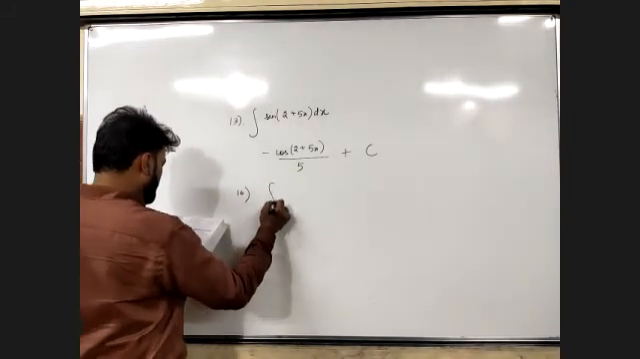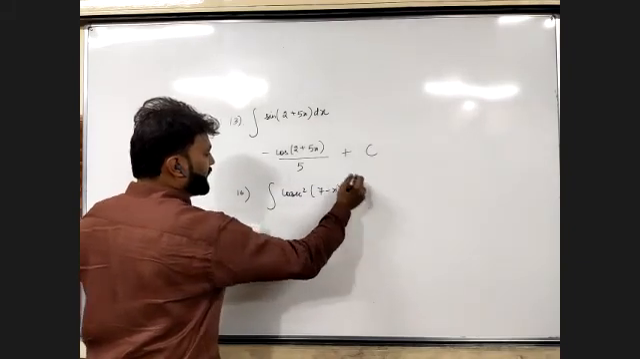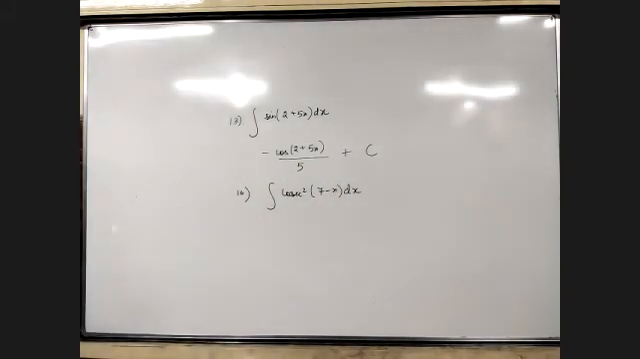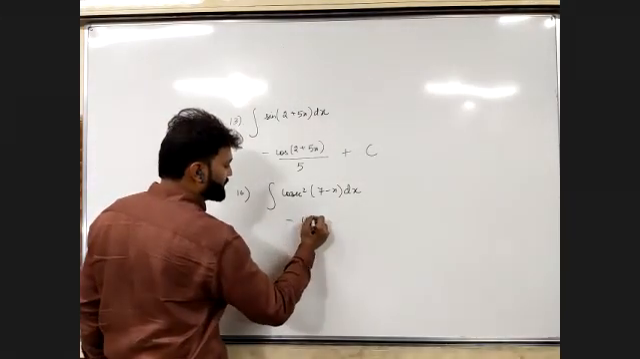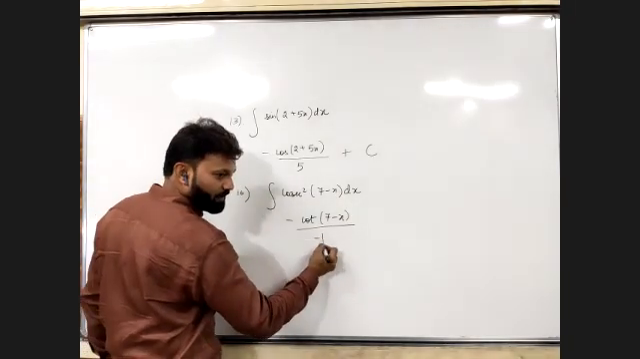16th question. Integral of cos x squared 7 minus x of whole dx. What will be the integral of cos x squared? Minus cot. So minus cot 7 minus x upon minus 1.